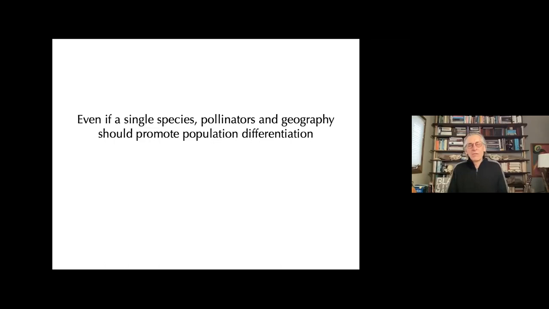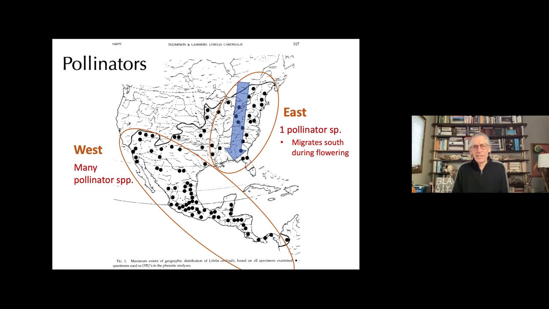So even if this is a single species, the pollinators are different in the East and West, and the geography should also cause differences, lack of mating. So this should promote population differentiation. And the pollinators in particular are really interesting. In the East, there's a single species of hummingbird, the ruby-throated hummingbird.